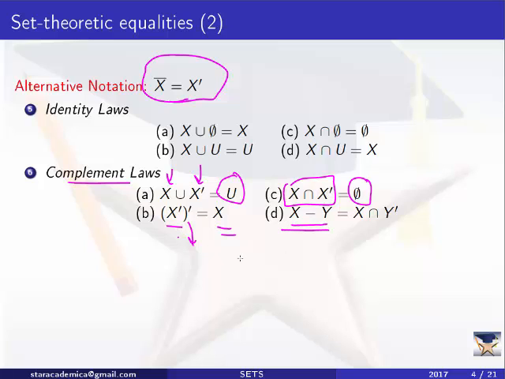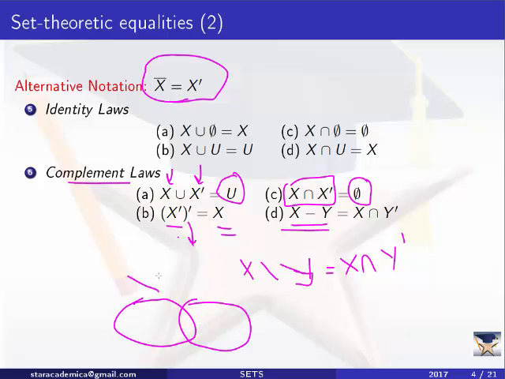And X difference Y is the set we can rewrite as X intersect Y complement. So is this really the case? Let's take X and Y. Okay, and what is X difference Y?